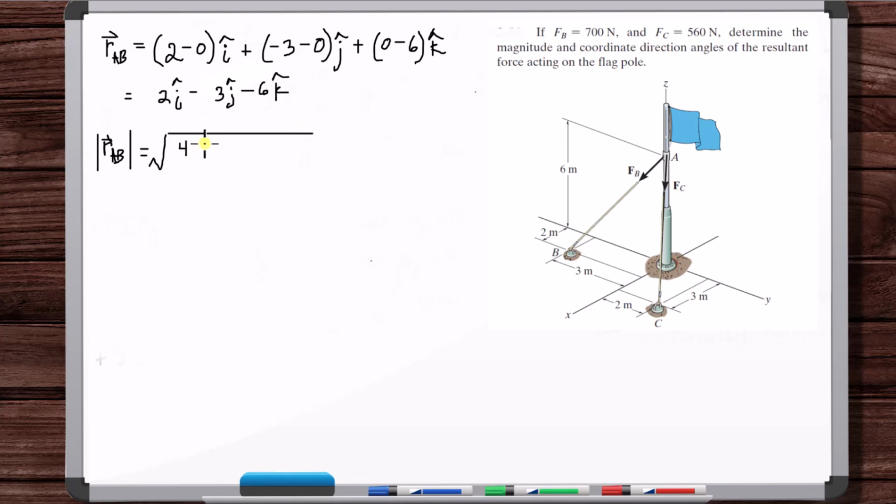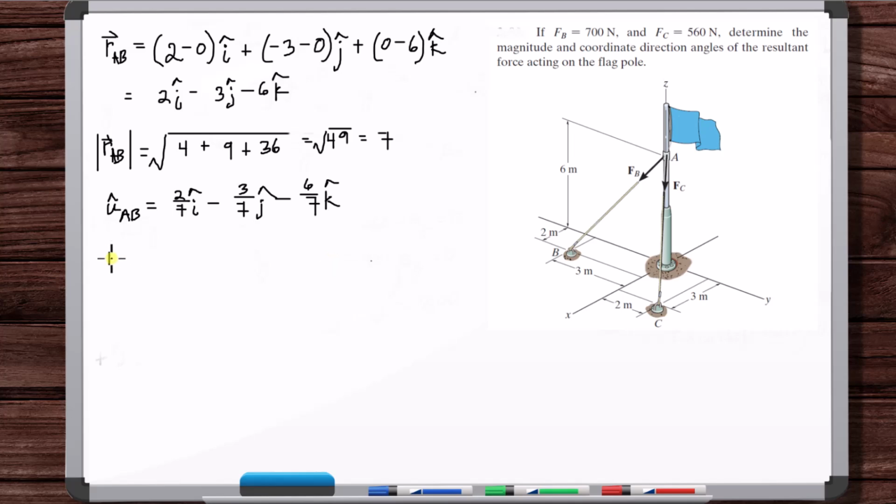Now, what is the magnitude of RAB? Well, 2 squared is 4, 3 squared is 9, 6 squared is 36. 9 plus 4 is 13, 36 plus 13 is 49, so 7. So the unit vector in the AB direction is RAB divided by 7: 2/7 i hat minus 3/7 j hat minus 6/7 k hat.